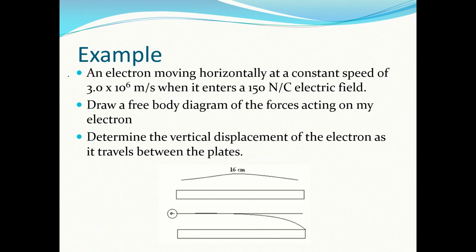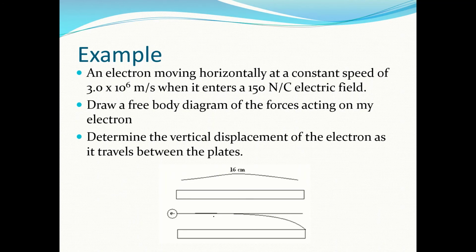An electron is moving horizontally at a constant speed of 3 meters per second when it enters the 1.5 Newton per Coulomb electric field. Draw a free body diagram of the forces acting on the electron. Because it's an electron, a very, very small subatomic particle, gravity isn't very significant for it. So when it goes across these plates, it seems to get pulled down.